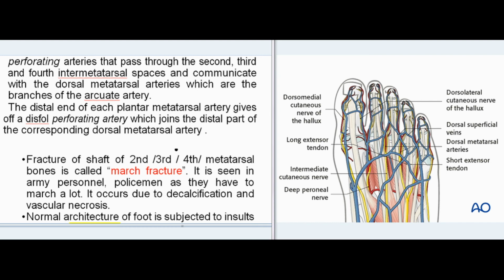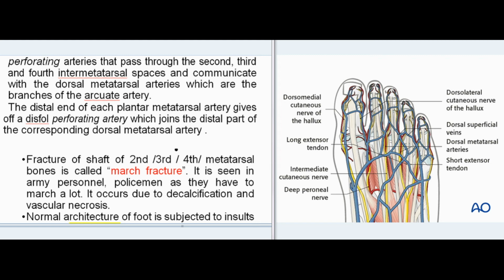Fracture of the shaft of the 2nd, 3rd or 4th metatarsal bones is called march fracture. It is seen in army personnel and policemen, as they have to march a lot. It occurs due to decalcification and vascular necrosis.